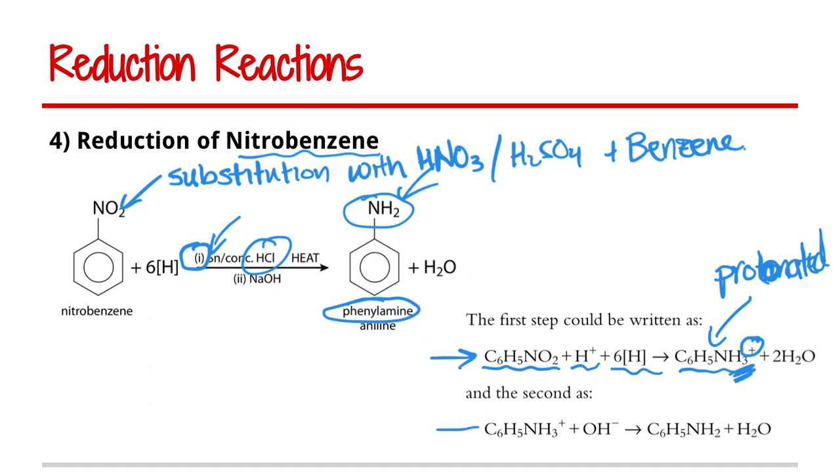And then our second step happens in a basic environment. So sodium hydroxide will react with this protonated form of the phenylamine to create our final product and water. So you should be able to write it out in both this form as well as both of the reactions separately here. So those are our reduction reactions that happen in organic chemistry.